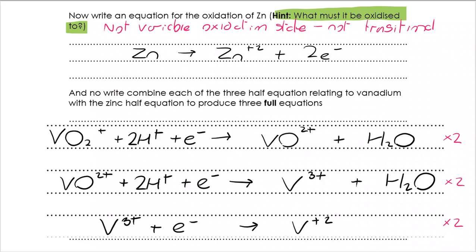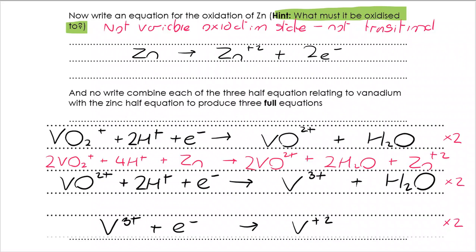When I combine them, I simply take everything on the left and put it on the left of the equation. So my Zn, my VO2+, my 2H+, and everything on the right of the equation: my Zn2+, my VO2+, and my H2O, obviously, with the balancing. So my first equation looks like this.